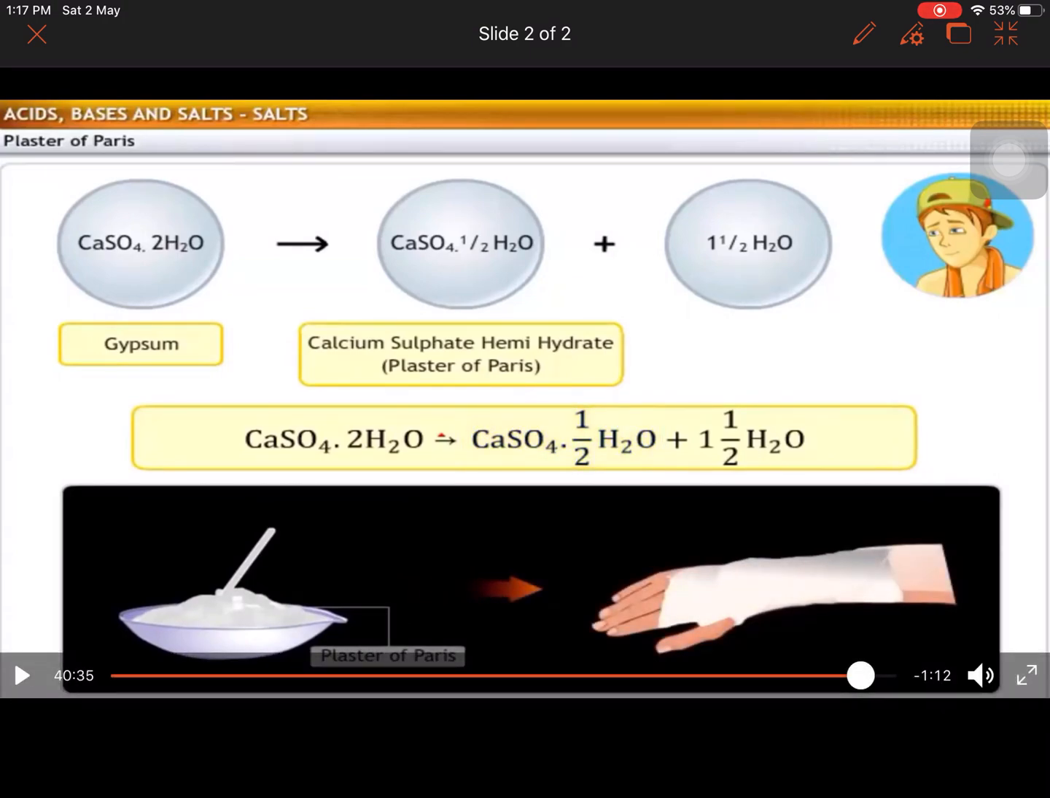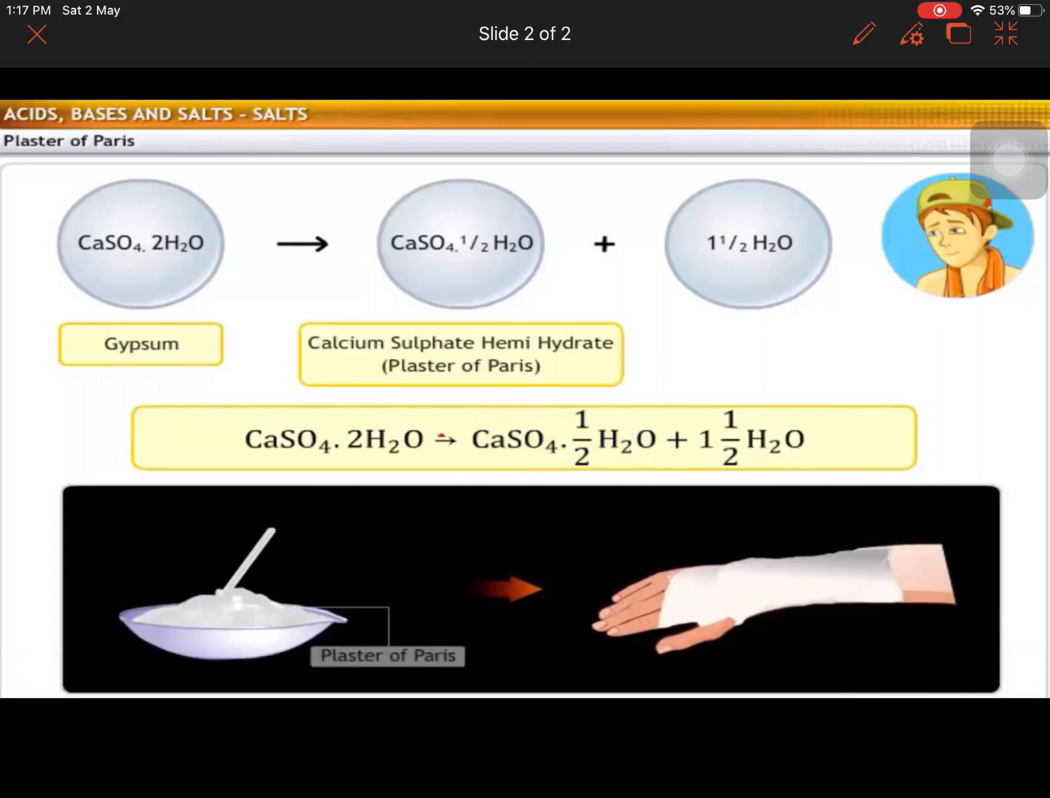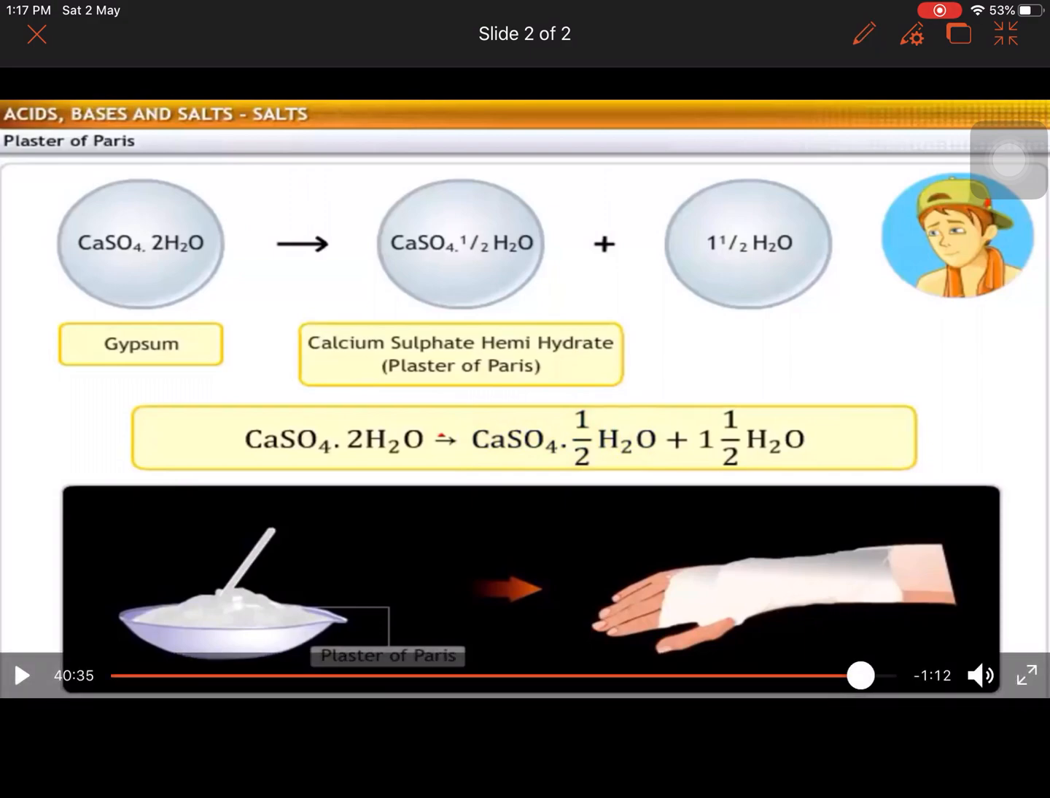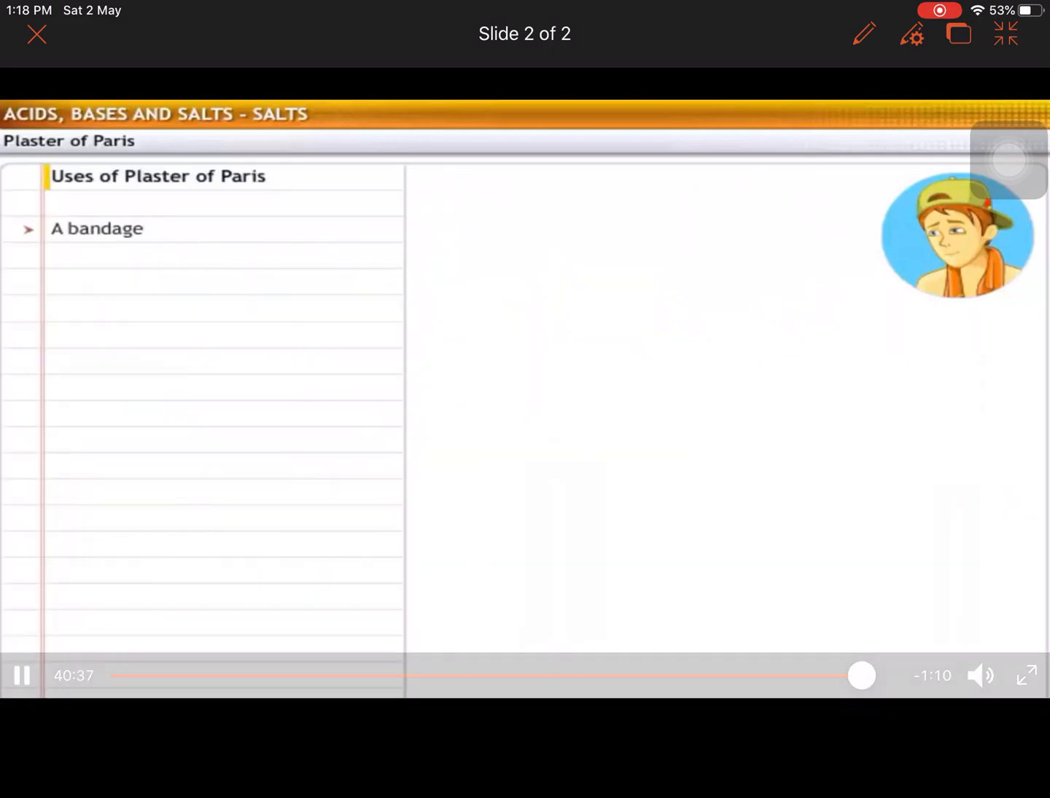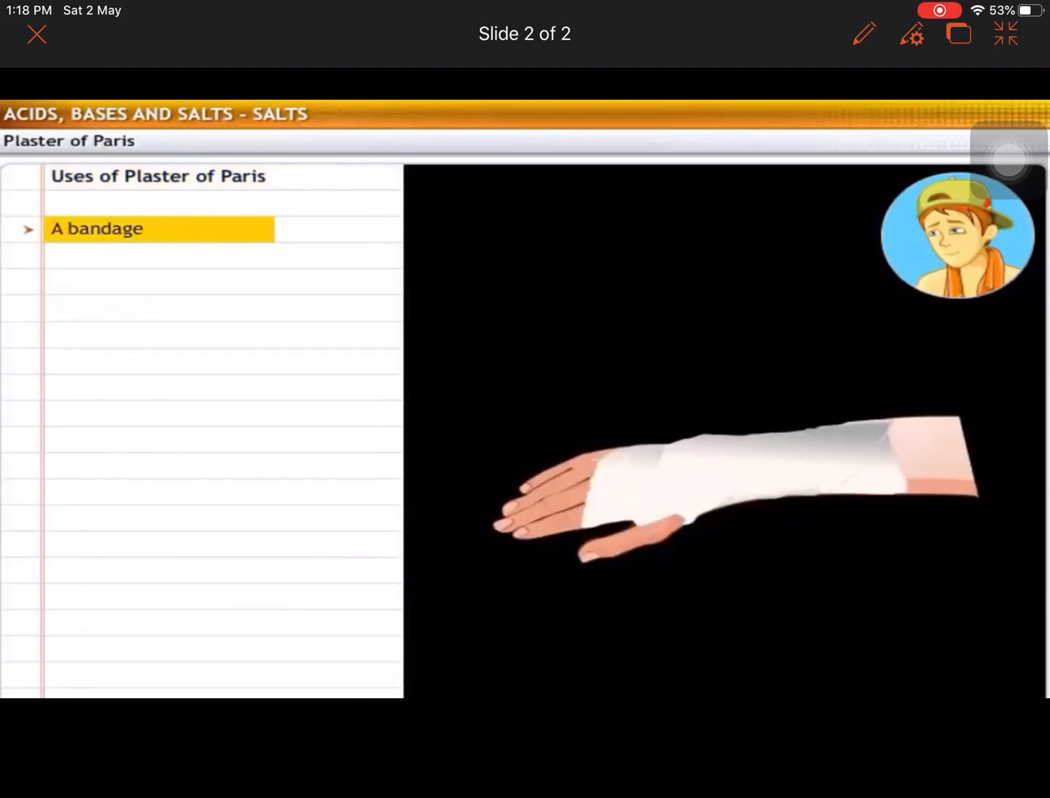When plaster of Paris, POP, is mixed with water, it becomes hard, and that is why it is used in setting bones as a cast. Some of the uses of plaster of Paris are for setting fractures, since it hardens when mixed with water and sets in a short time.